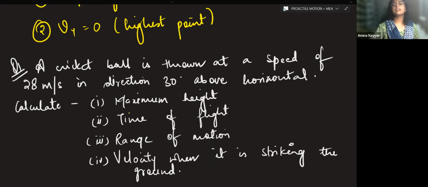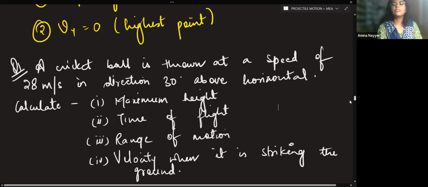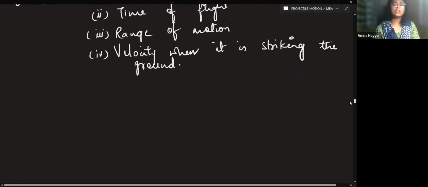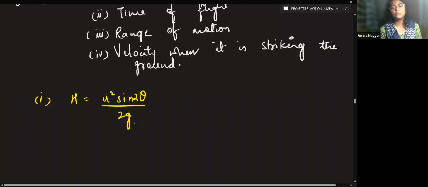See, it says that a cricket ball is thrown at a speed of 28 meter per second in a direction 30 degree above the horizontal. So the angle is given as 30 degree, and you have to find out the maximum height. So you have to remember all the formulas, and then just put in the values. The formula for height is what? This is u square sine theta divided by 2g. Sorry, sine square theta.